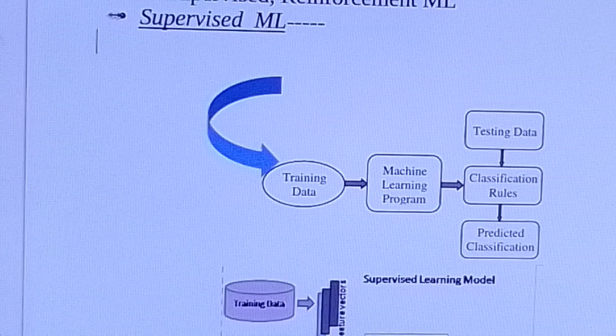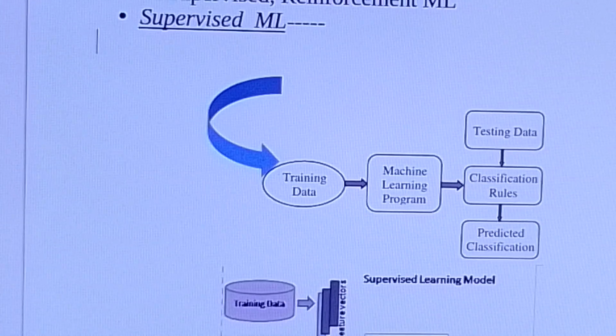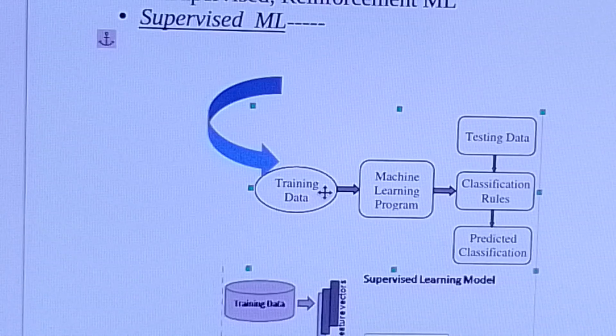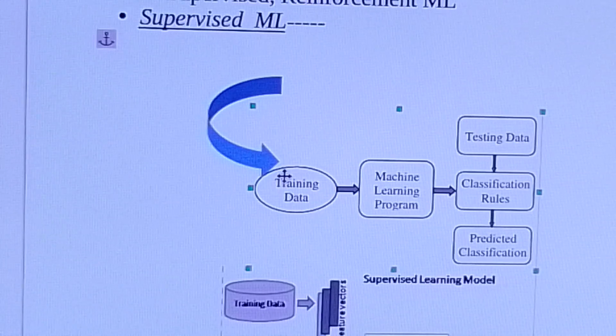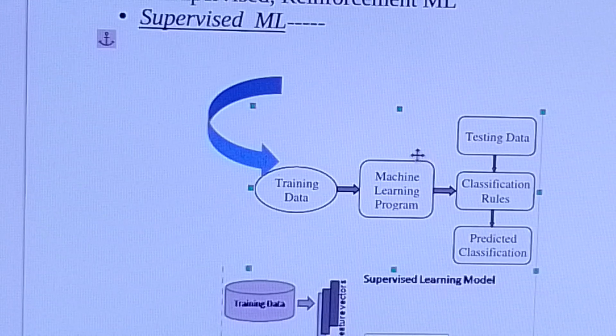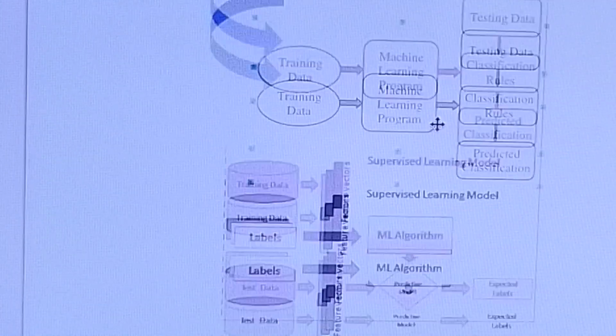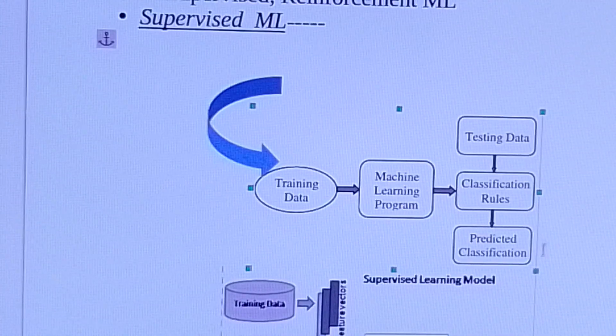So this figure depicts the general classification of the supervised machine learning algorithm. You can see, as I've already explained, the training data here, and then we're implementing the machine learning program here, and then the three parts are here actually. So testing data, then classification rules, and then the output, basically the predicted classification. So this is the supervised algorithms, the generalized classification architecture here. I have put it here for better understanding of the listeners, audiences.